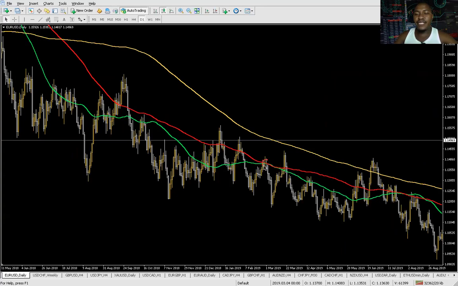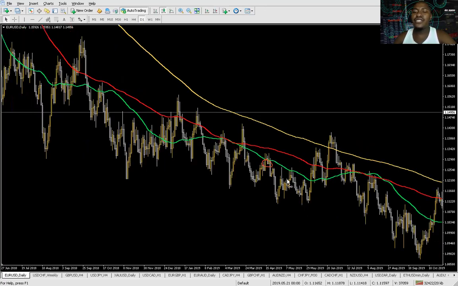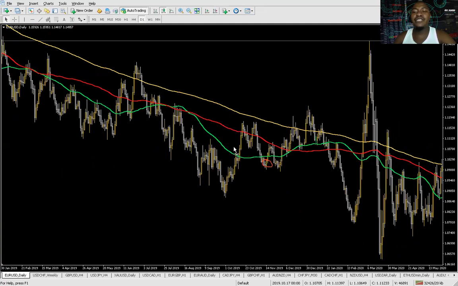So if this happens, this is a much more beautiful confirmation, but make the green one a minor, or just tell yourself this is a minor resistance in a bearish market. This is more of a mild resistance, which is the red one. And then the gold one, which is the 200-day, should be your major resistance in this particular case, right?